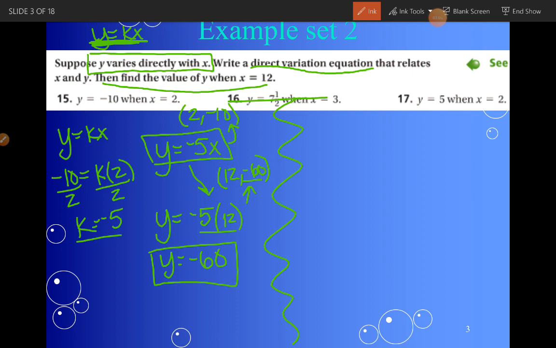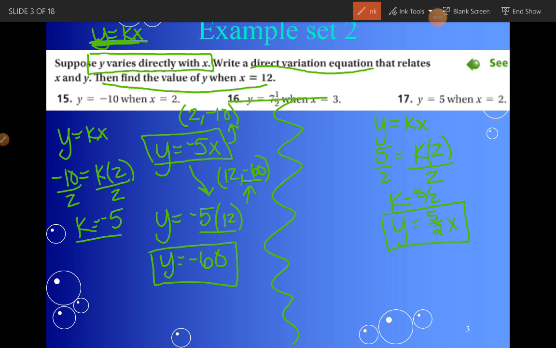All right, so let's talk about this one over here. We're going to do it in the same exact way. Again, we're finding a new k value, so I'm plugging in what I know. I know y is 5, I don't know what k is, and I know x is 2. We're trying to get k by itself, so we're going to divide by 2. And over here, I'm going to get a decimal. That's okay. I like to leave decimals in fraction form. So k is equal to 5/2, and my equation is going to be y is equal to 5/2 x.